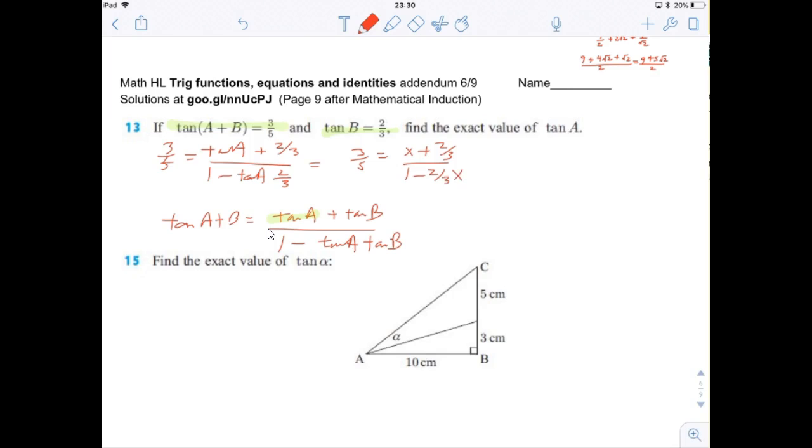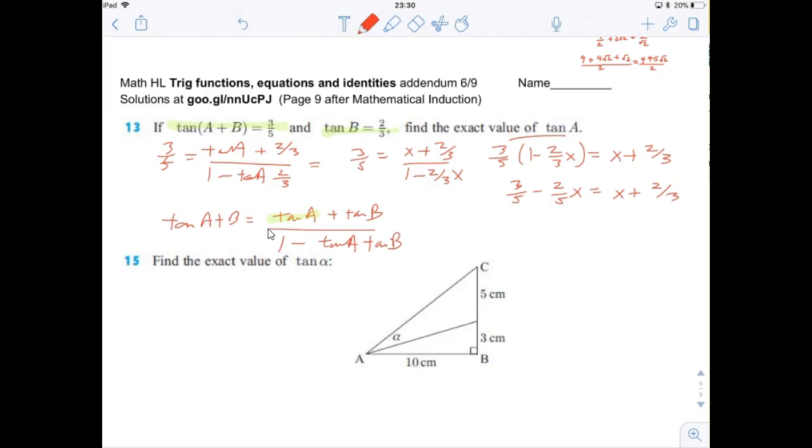So now it's just an algebra problem, right? So we're going to multiply both sides by 1 minus 2/3 x because it's kind of a pain to have a fraction. So we'll have 1 minus 2/3 x. And then the right side will just become x plus 2/3. And then we'll distribute this 3/5. So we'll have 3/5 minus 2/5 x equals x plus 2/3.